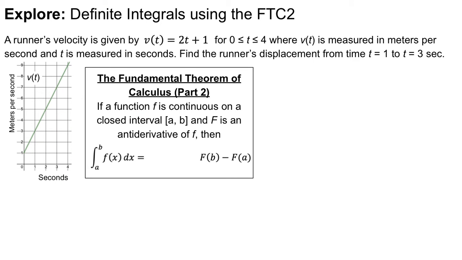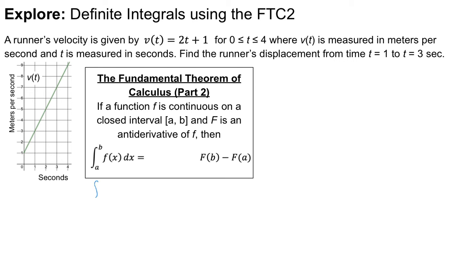So imagine this time we have a runner. Instead of being given the position function, we're given just the velocity function for 0 to 4. So here it is, where v of t is measured in meters per second and t is measured in seconds. Now we want to find the runner's displacement from time t equals 1 to t equals 3 seconds. And so what we can do is use the second Fundamental Theorem of Calculus to find that answer. So why don't we set that up?